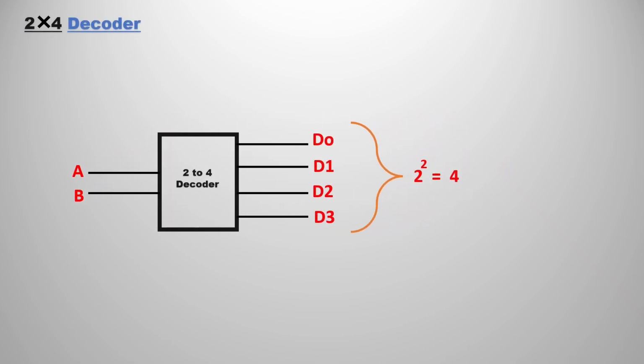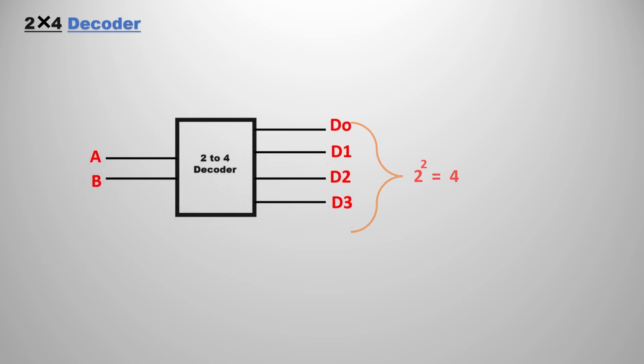For example, take a 2 cross 4 decoder. 2 cross 4 means the inputs are 2 and the outputs are 4. That is known as a 2 cross 4 decoder. If you observe, we are sending A, B, and we are getting 4 outputs: D0, D1, D2, D3.